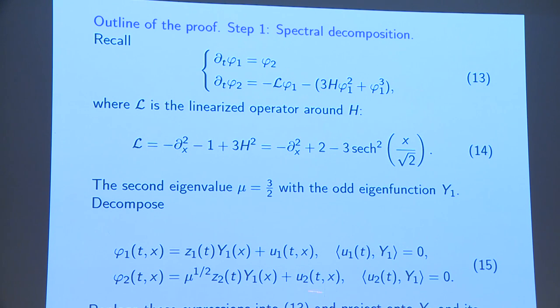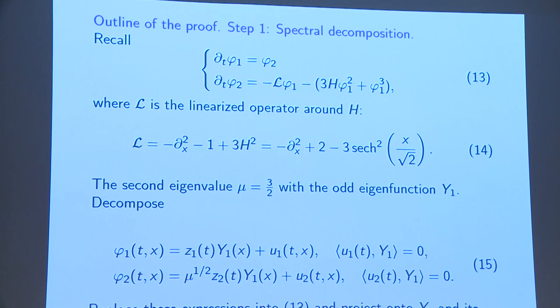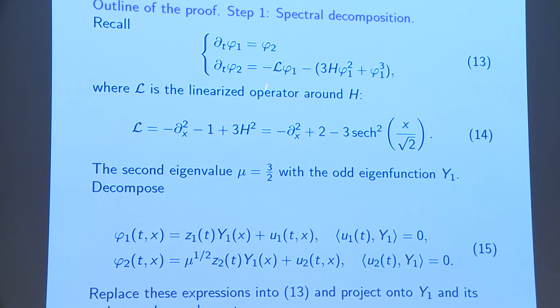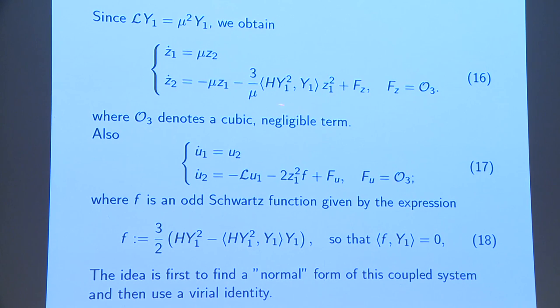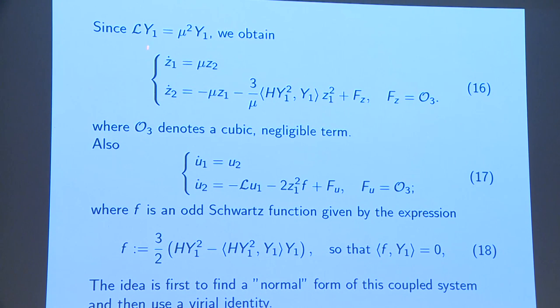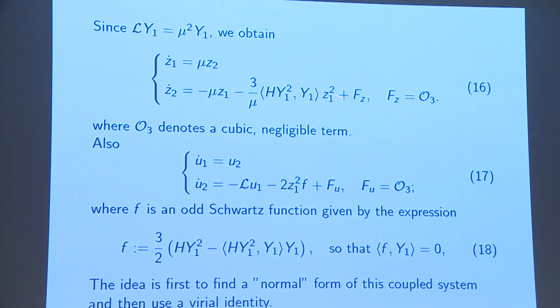And I decompose, as I said, according to the spectrum of this operator. So this is the step I already described. And then you project this problem into Y1 and its complement. So if you do that, you get two equations. First you have the finite dimensional nonlinear oscillator, and then you have the infinite dimensional part.